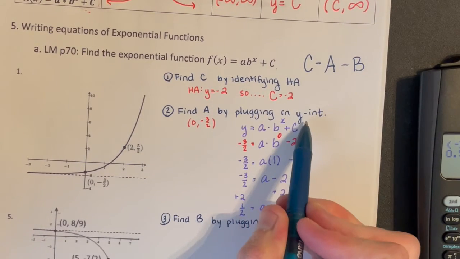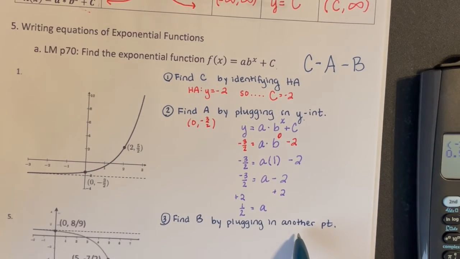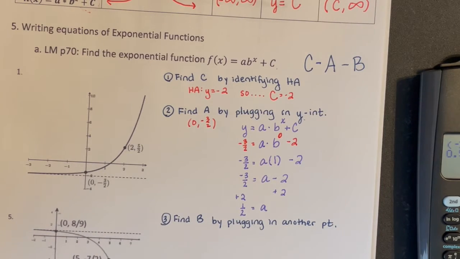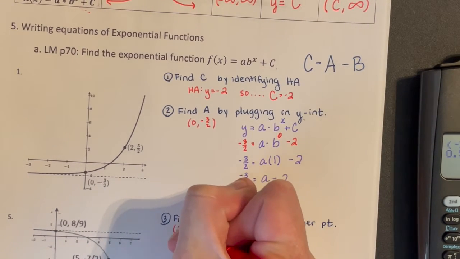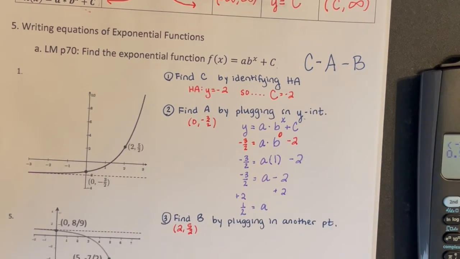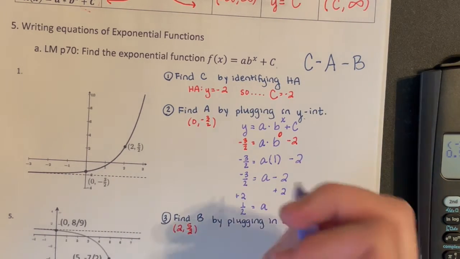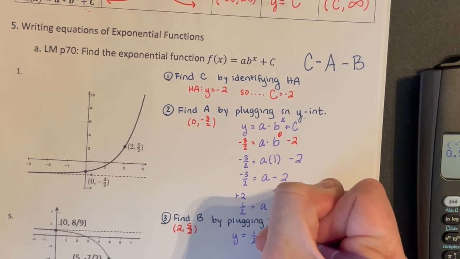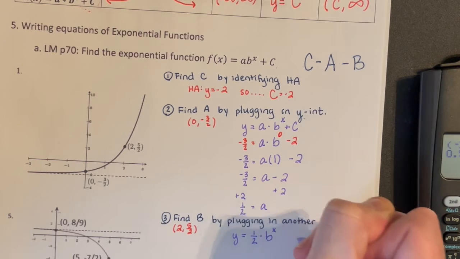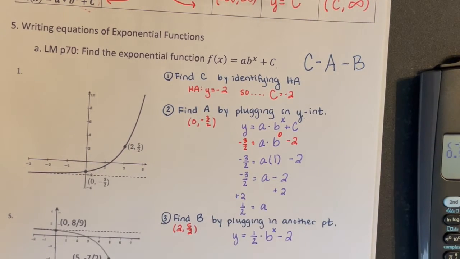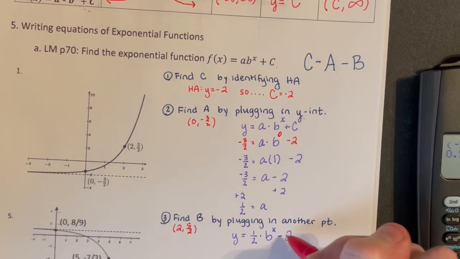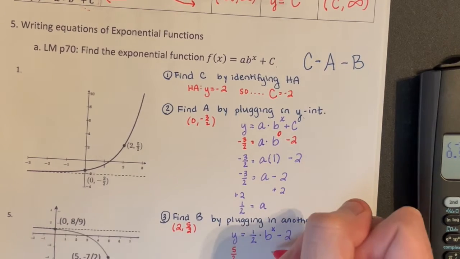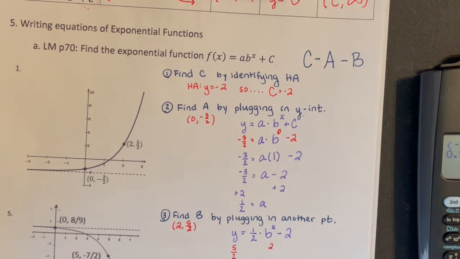So we always start with our y-intercept when plugging things in, but then we'll go to our other point. Notice we were given another point here on the graph, 2, 5/2. So I'm going to say 2, 5/2 is the point we're going to use. And let's start plugging things in. So we had y equals, we just found a, it was 1/2, times b to the x minus 2, we found c already. The only thing we need to figure out is what is b. If y is 5/2 and x is 2, then we can solve this out.